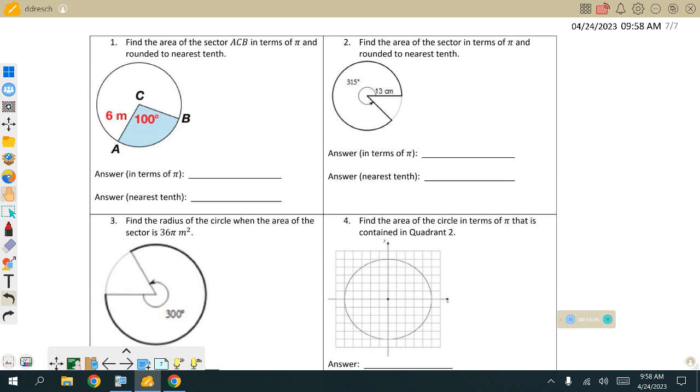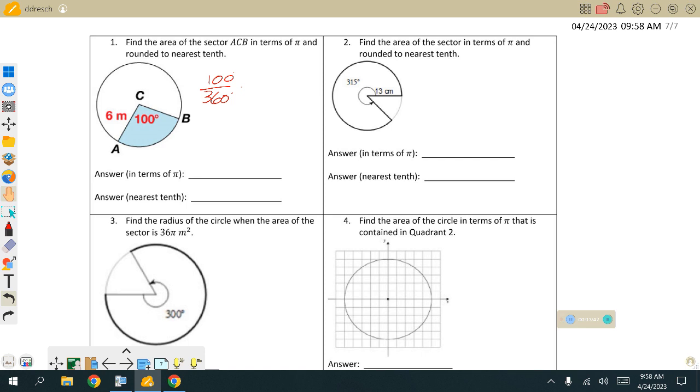Find me the area of that sector, as you can see where it's a 100 degree arc. Find me the area of that sector. Okay. 100 over 360 times, all right, the area of the circle, pi r squared.